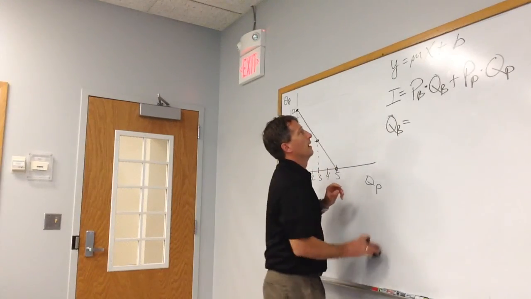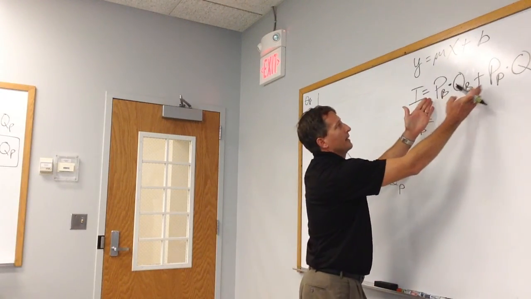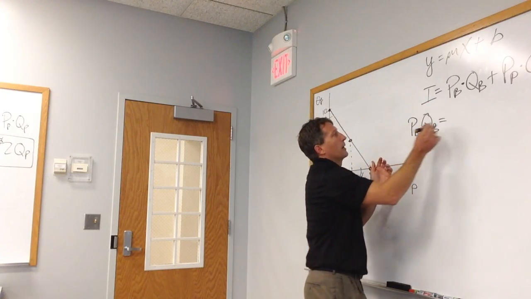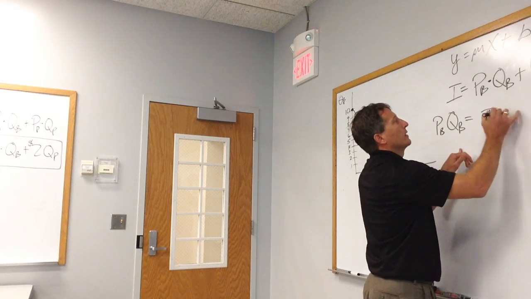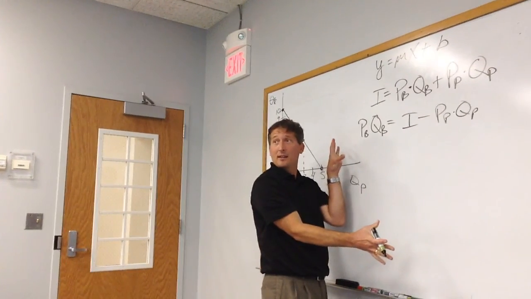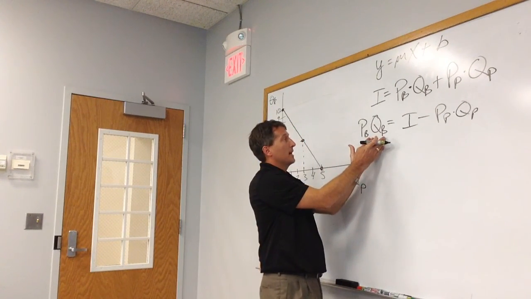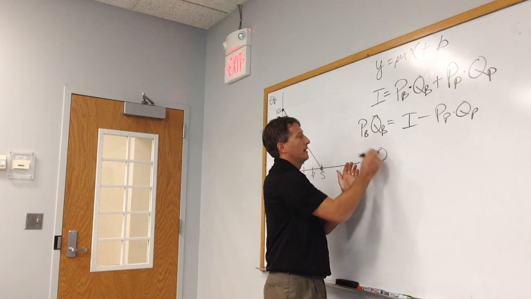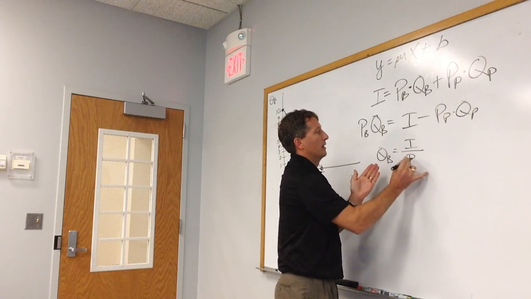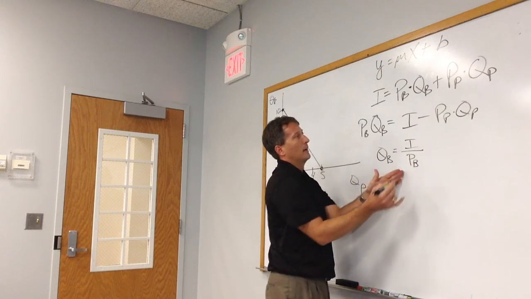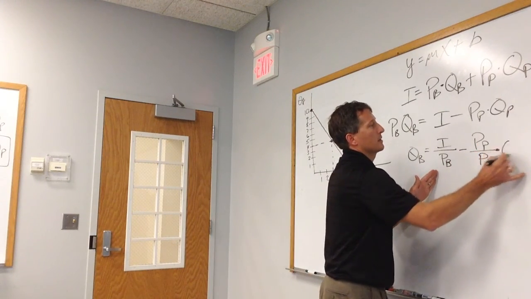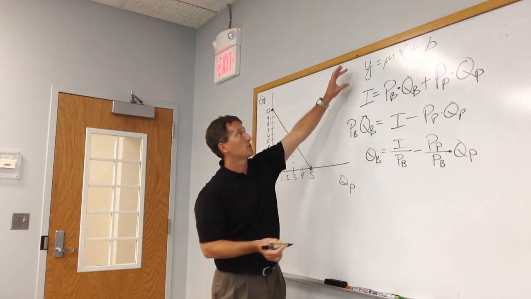I might have done this kind of in my brain as bringing this over here, leaving this, and then flipping them around. So your brains might not work that way, that's fine. There's multiple ways to do it, but you might get something like that. I want this by itself, so I'm going to divide by the PB to get rid of it. What I do to one side of the equation, I got to do the other. I get I over the price of beer minus PP over PB times QP. Slope-intercept form.